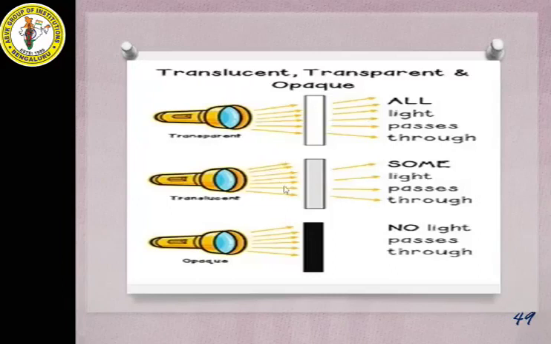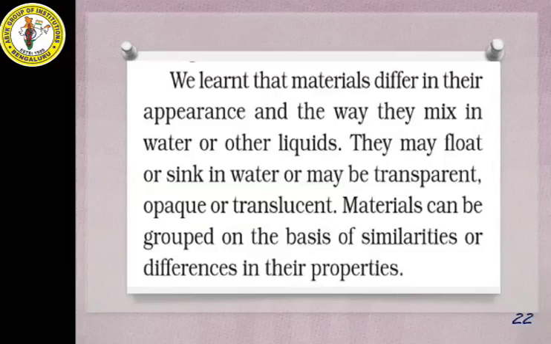But when it comes to translucent, here you can see the number of rays, and here you can see the number of rays. Only some rays are passing through it. Those materials are called translucent, okay? But when you come to the opaque concept, here you can see the number of rays, correct? But here no rays are coming out of it because it is an opaque object. Understood everyone? So this is the concept of transparency.